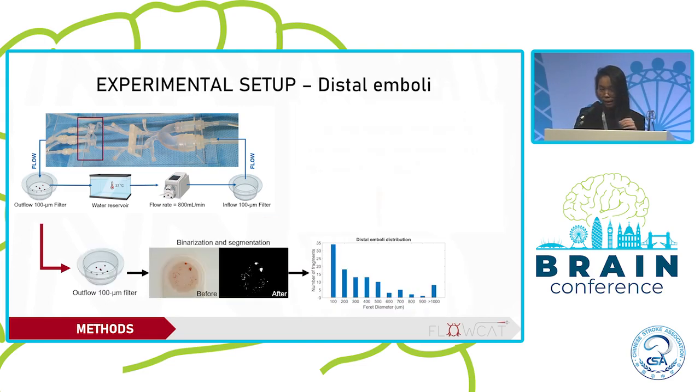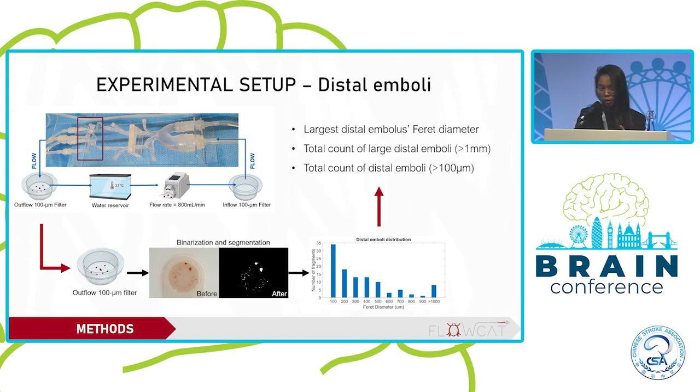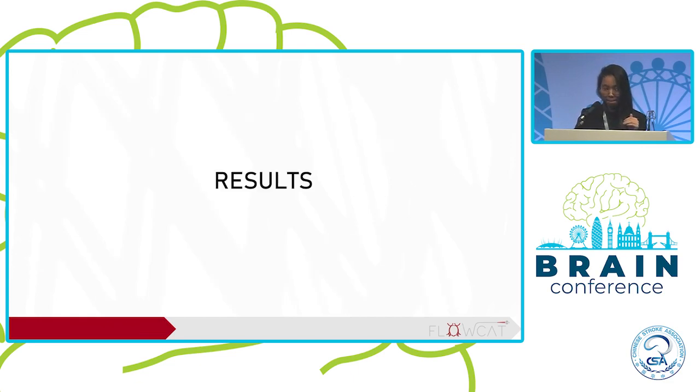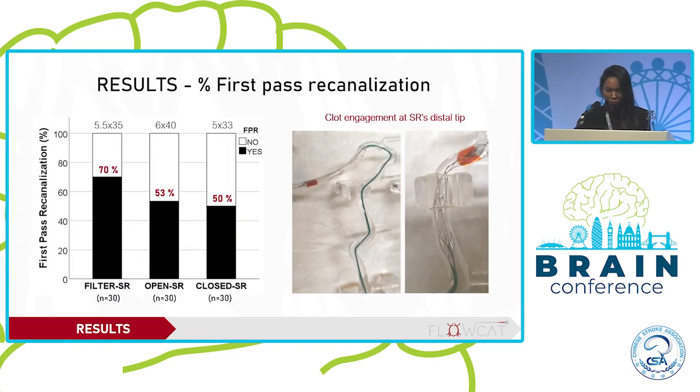Now, to characterize the distal emboli, after each experiment, we took out the filter here, and then we acquired the images of this filter, and this image was further processed with an algorithm that provides the following information: the largest distal embolus diameter, the total count of large emboli, which are those above 1 millimeter, and the total count of distal emboli. Now I'm going to share with you the results of the benchtop testing.